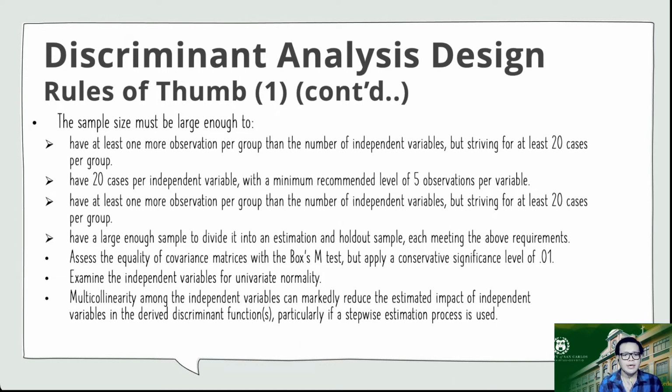Now, we also need to consider how we're going to assess the equality of covariance matrices with the Box's M test. I will be running that in SPSS, but you have to apply a conservative significance level of 0.01, examining the independent variables for univariate normality, and at the same time multicollinearity in terms of the independent variables, which markedly reduces the estimated impact of the independent variables in the derived discriminant function, particularly in the stepwise estimation process which is being used.